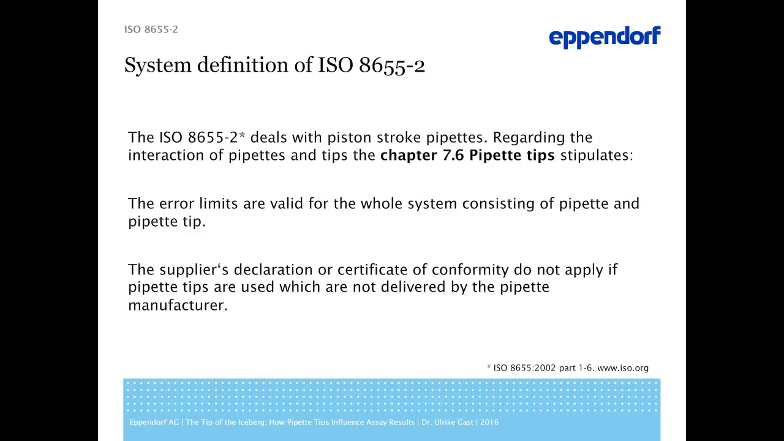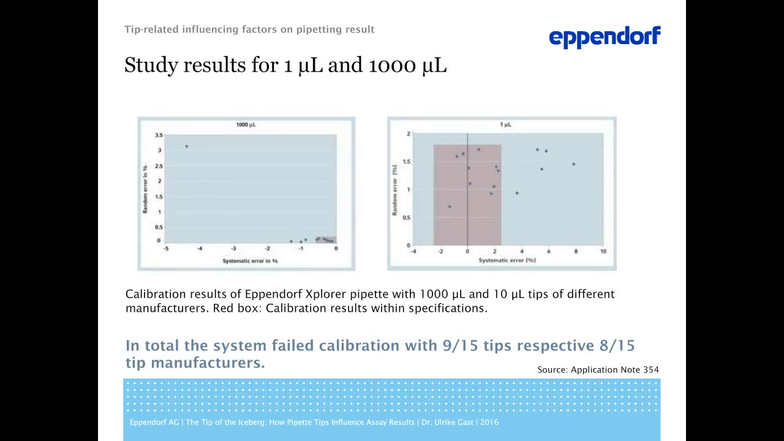So in order to find out more about this context, we performed a large study including standard tips of 15 different manufacturers. We calibrated 10 microliter and 1000 microliter tips. We have already seen that tips can have an impact on the pipetting result, but the overall result of this study was rather surprising. Interestingly, it was mainly the, let's say, extreme volumes where the error limits were exceeded: 1 microliter with 10 microliter tips and 1000 microliter with 1000 microliter tips. For this reason, here I show the results of these two volumes.